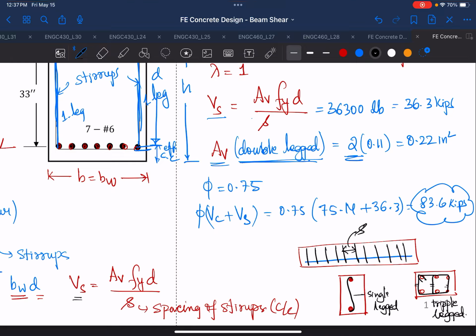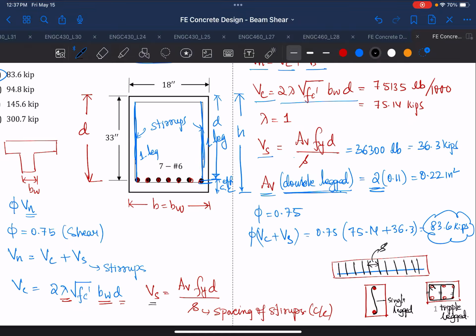Okay, so you just have to pay attention. Is it a double leg, single leg, triple leg, or fourth leg, depending on how many legs are used in your design? Based on that, you'll have to pay attention whether to multiply by 2, multiply by 1, or multiply by 3. So in this case it's double leg, so we'll multiply by 2, and the area of number 3 is 0.11. So that's how we solve for beam shear.